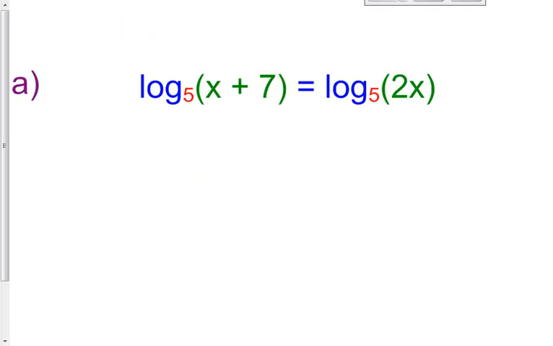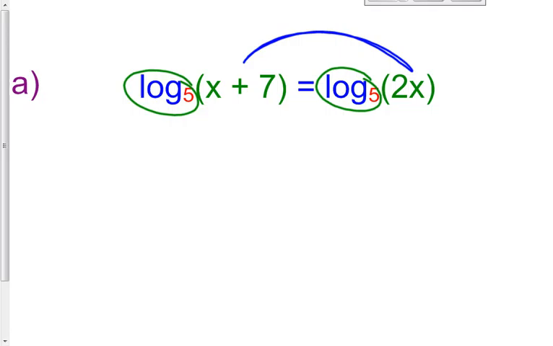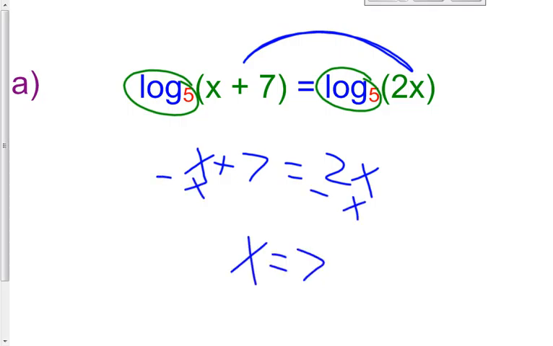So simple enough. This is a log base 5, and this is a log base 5. So now you could simply set these two equal to each other and solve for x. So x plus 7 equals 2x. Subtract an x. That would mean x would have to equal 7. And there's my answer for that one.